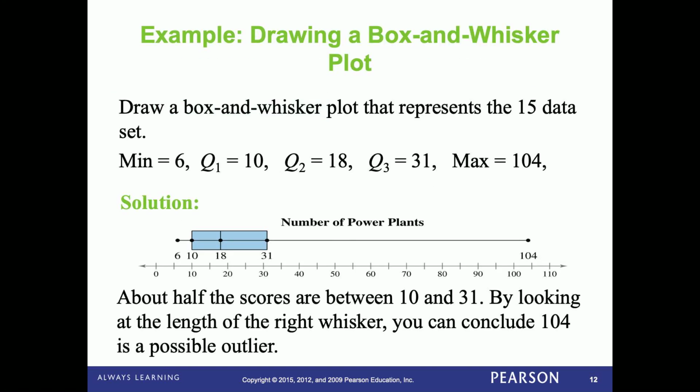Now the one thing I want to point out is, notice the whisker between 31 and 104 is quite long. This might tell you that it could be an outlier. All right?